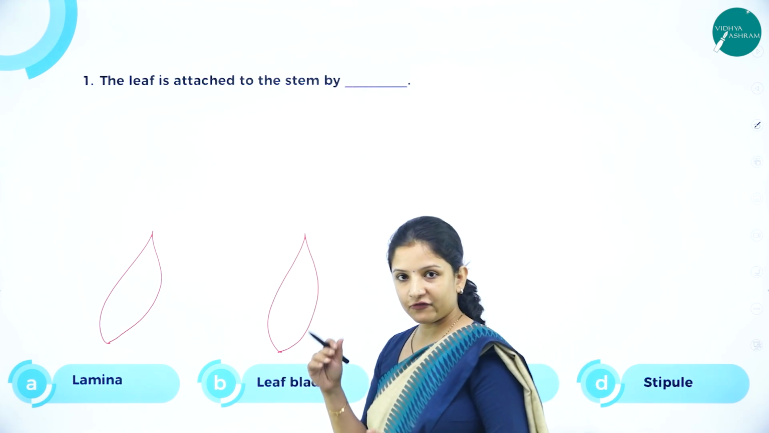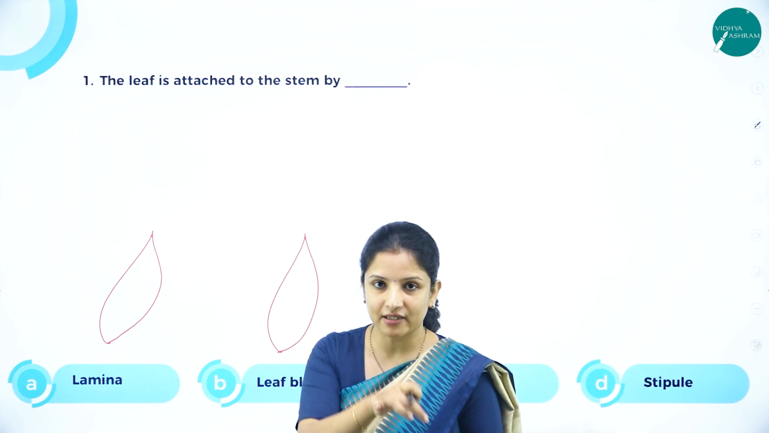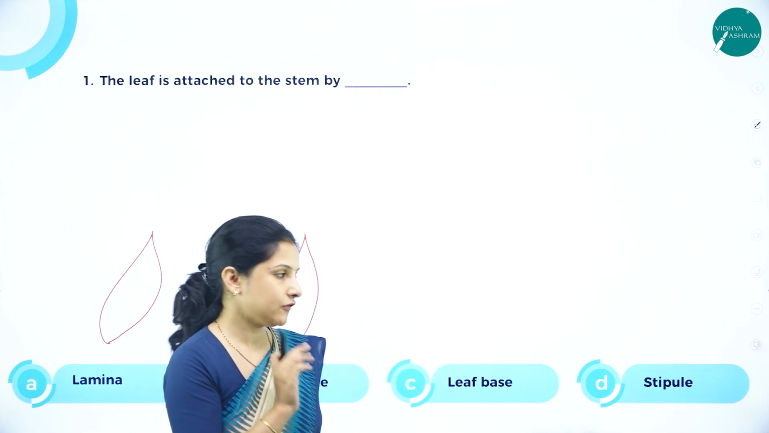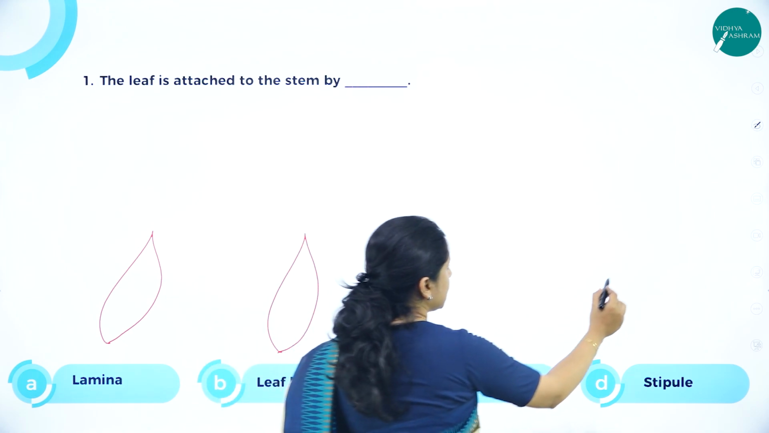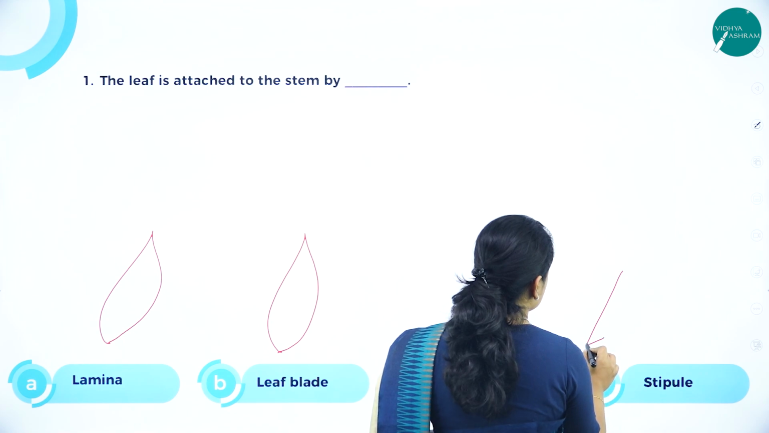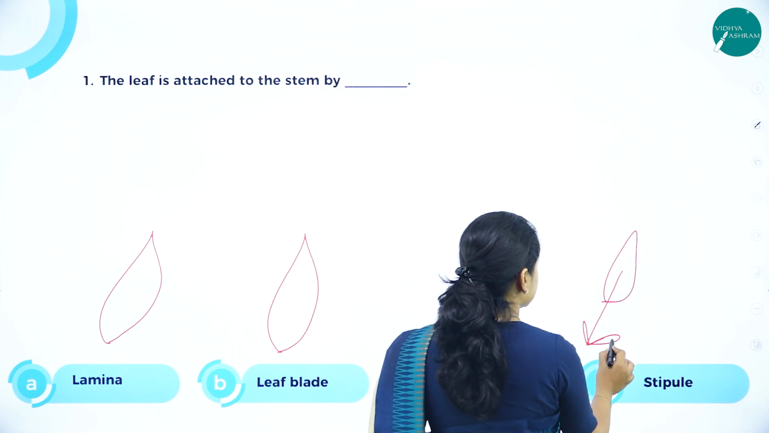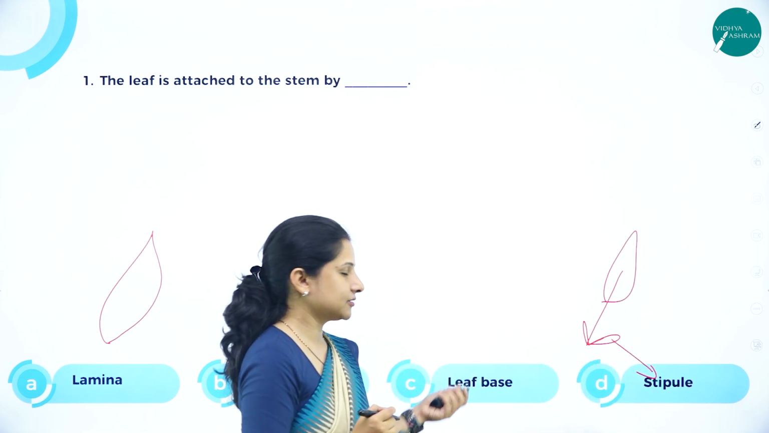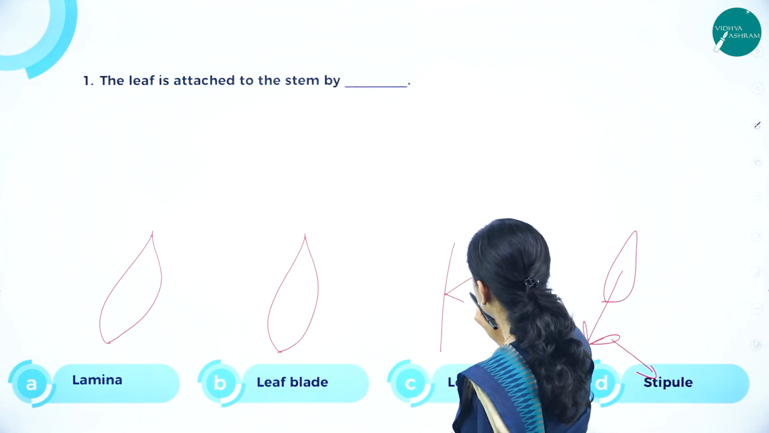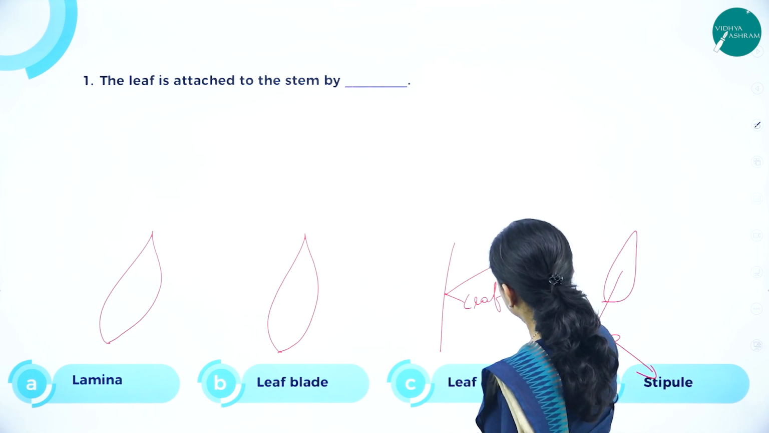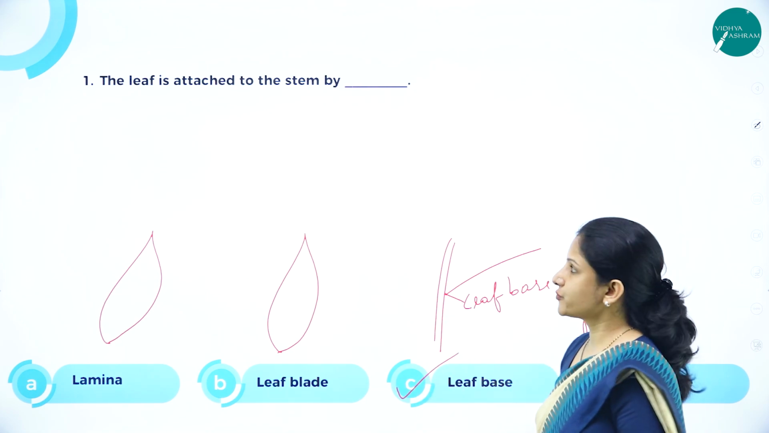Leaf base. Leaf base is actually the base of the leaf, where the petiole is attached. Or the stipule. Stipule is actually below the leaf base. If this is the leaf base, small tiny leaf-like structures will arise there. That is called the stipule. So that is also not the right answer. The right answer here is leaf base, because the leaf is attached to the stem at the leaf base. If this is the stem, this portion is called the leaf base. So option C is the right option here.